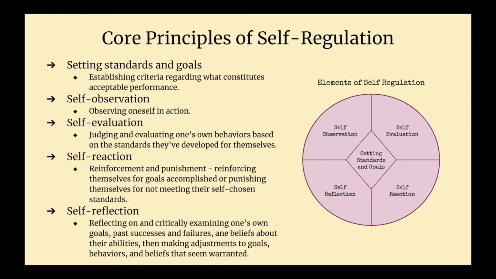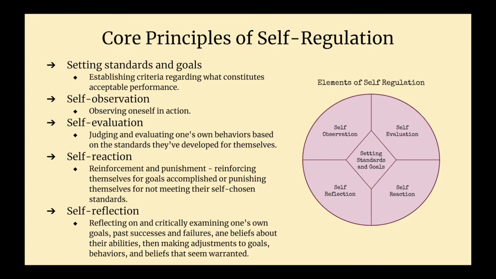A person's behavior is frequently judged by others. However, eventually, people begin to judge themselves and evaluate their own behaviors based on the standards they've developed for themselves. This process is known as self-evaluation and is essential in the next principle of self-regulation. Once an individual has observed and evaluated their behaviors based on the standards they've developed for themselves, people begin to self-react by either reinforcing themselves for goal accomplishment or punishing themselves when they do something that doesn't meet their self-chosen standards.